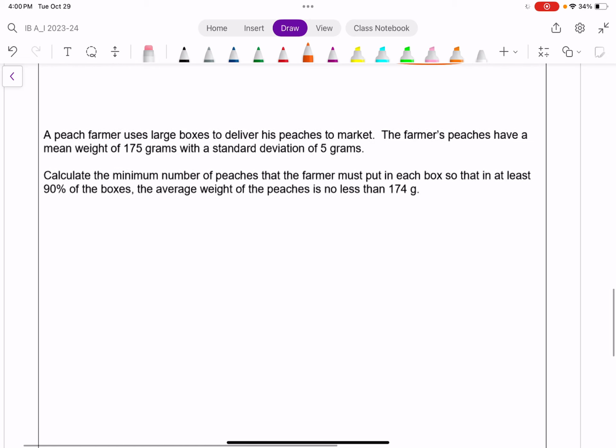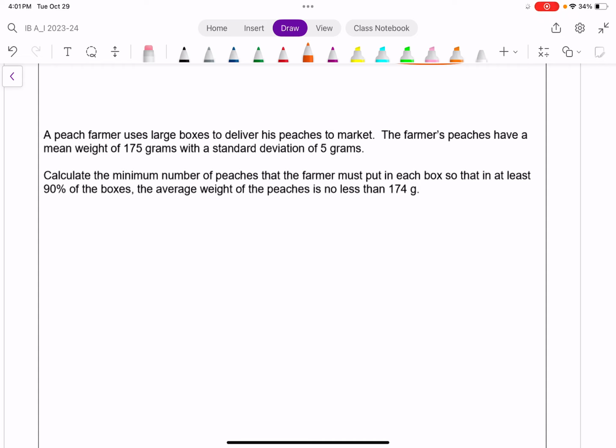All right, let's bring things to the farm. A peach farmer uses large boxes to deliver his peaches to the market. The farmer's peaches have a mean weight of 175 grams and a standard deviation of 5 grams. Calculate the minimum number of peaches the farmer must put in each box so that in at least 90% of the boxes, the average weight of the peaches is no less than 174 grams.